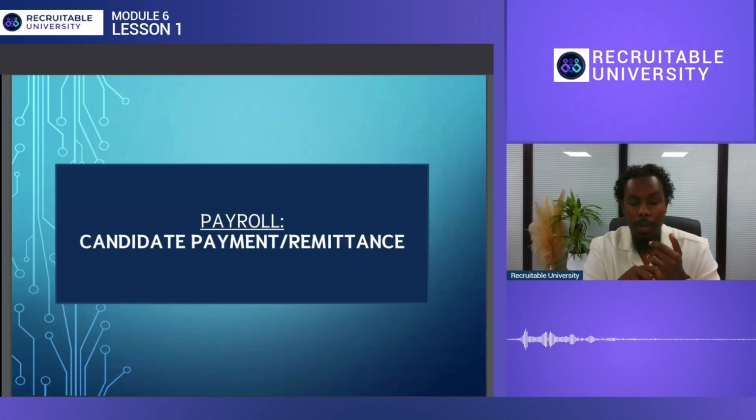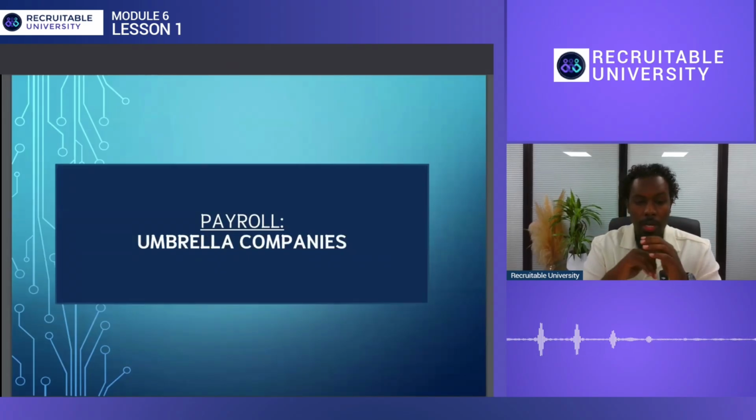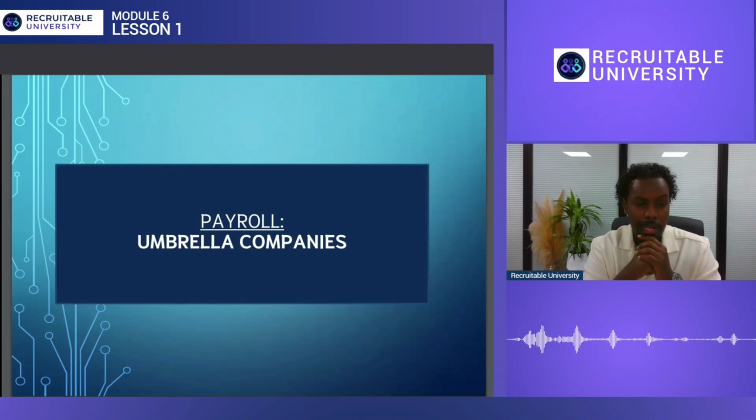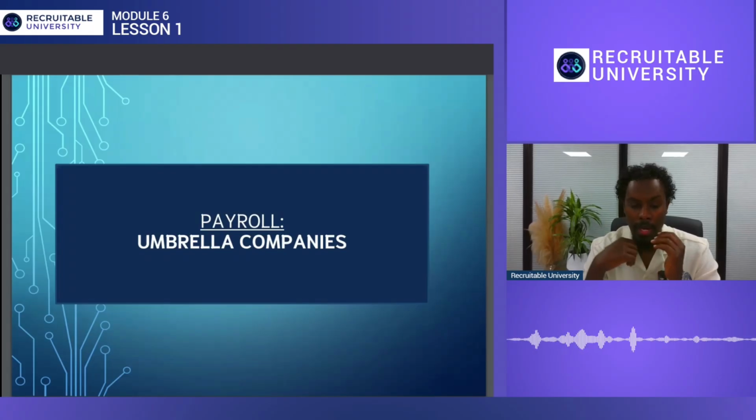So that is the candidate's payment remittance out of the way. That will move us over to umbrella companies, because I know a lot of the questions some people ask are, how do we pay the contractors? Do we pay them directly to their bank account? Do they have to have a limited company? Are they self-employed? Or can we pay them PAYE, pay as you earn? So the answer is fairly straightforward. If your candidate has a limited company, then you can pay them directly into their limited company.